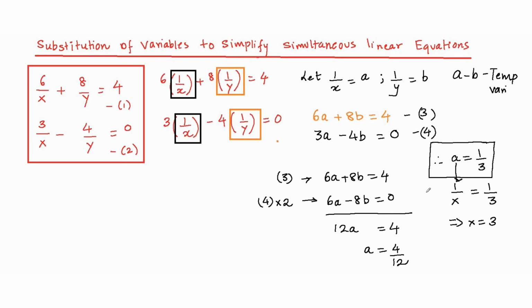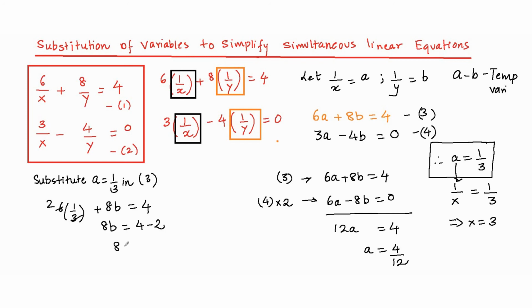Now if a is equal to 1 by 3, let us substitute a equal to 1 by 3 in, say, the third equation, and let's find the value of b. So 6 times 1 by 3, that's 6a, plus 8b is equal to 4. 6 and 1 by 3 cancels by 3, so 8b is equal to 4 minus 2, which means 8b is equal to 2, and therefore b is equal to 2 by 8, therefore that equals 1 by 4.